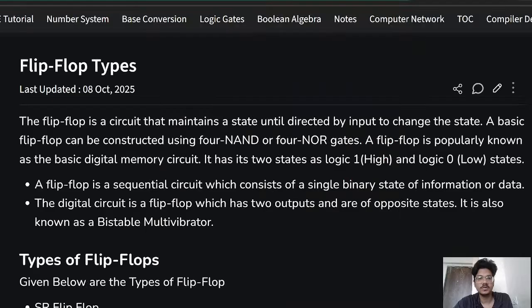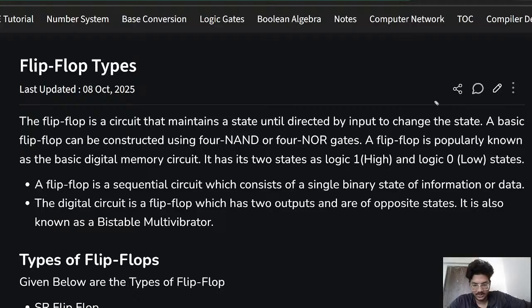Whereas a flip flop is a digital circuit that maintains a state until directed by the input to change the state. The basic flip flop can be constructed using 4 NAND gates or 4 NOR gates. A flip flop is popularly known as a basic digital memory circuit. There are two states: logic one and logic zero.